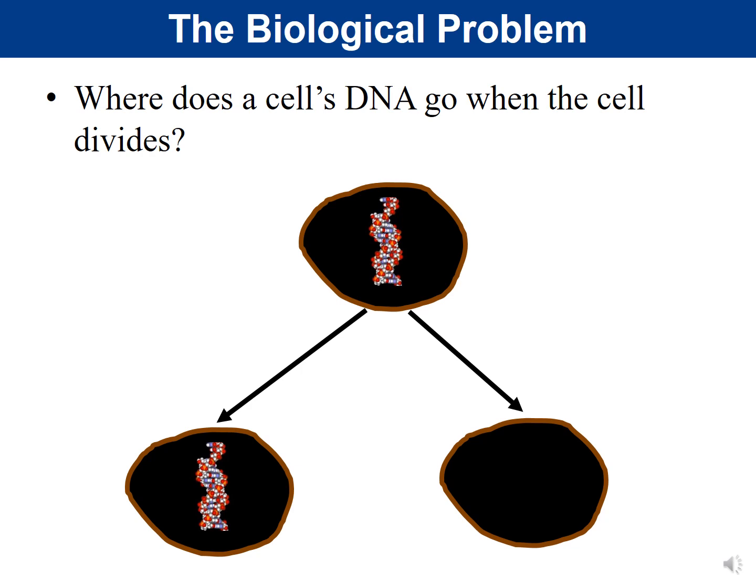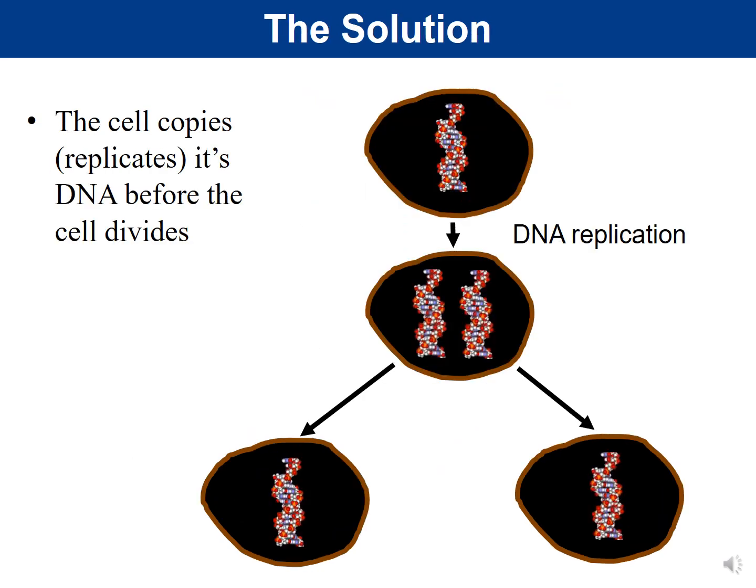So, biological problem. Where does the cell's DNA go when the cell divides? If you think about it, if you have a cell and it has some genetic information, and that genetic information does not duplicate before the cell divides, you're going to end up with one daughter cell that has DNA and the other one does not. And so the biological solution to this is that the cell is going to replicate its DNA first.